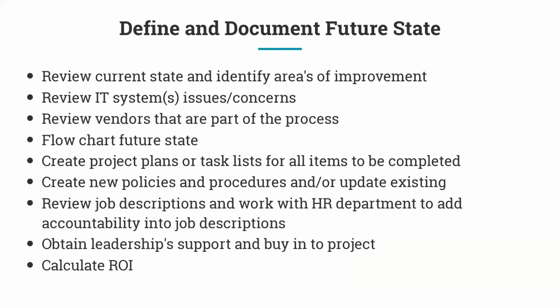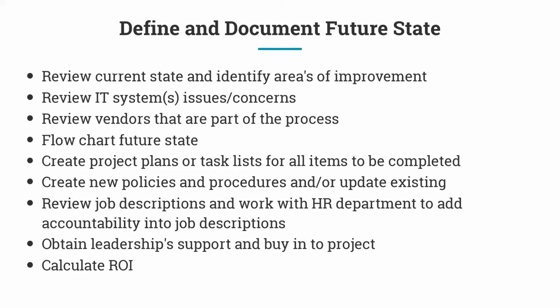Okay, there's a lot on this slide. So after we've done that, we're going to take a look and define and document our future state. So we're going to take a look at our current state analysis and identify areas where we can improve. We're going to pull in with that the review of our IT systems and the issues and concerns, and take a look at the vendor and the vendor process. And we're going to do all of this together and create and document our future state flow chart, right?